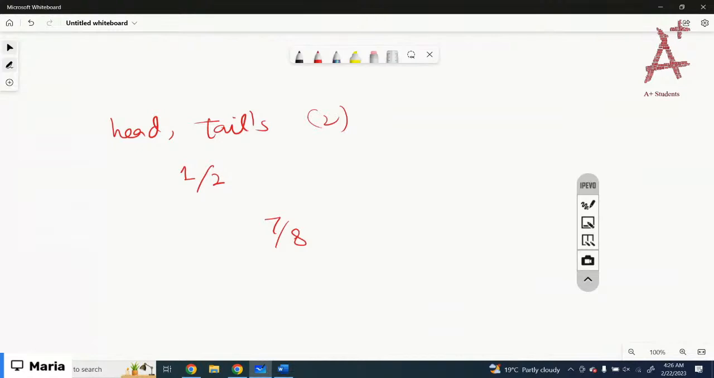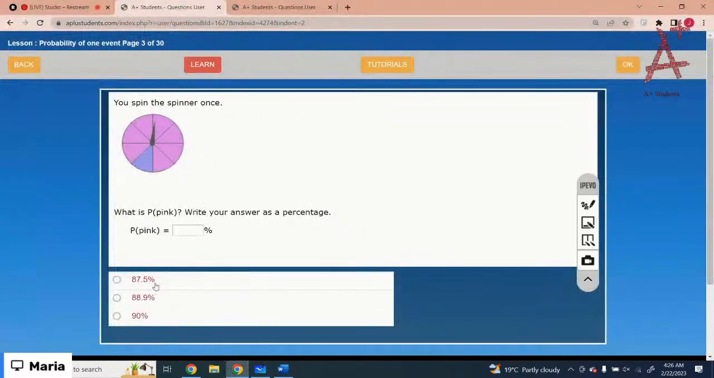So that means the probability is 7 over 8. You can use the calculator to convert the value. It would be 87.5%. Got it? So the correct option is 87.5%. Option number 1 is the correct option.